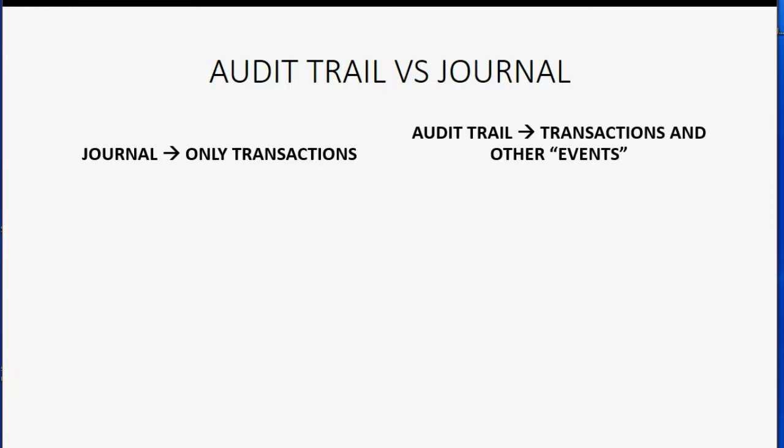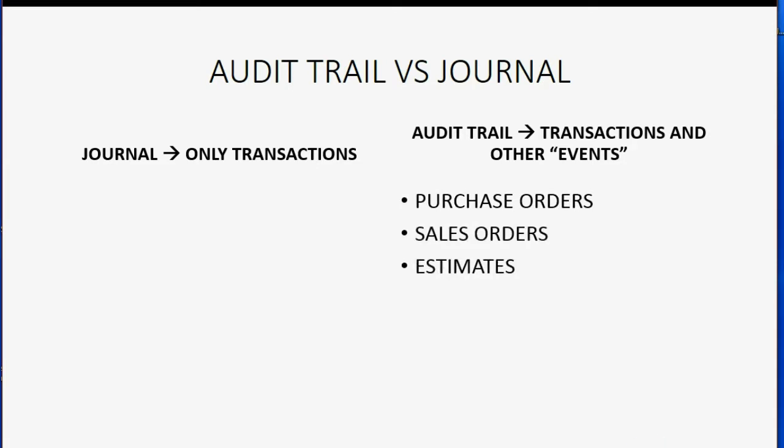The other events that get recorded as part of your normal bookkeeping that the journal will not show are purchase orders, sales orders, and estimates. These are three things that we always document as part of our bookkeeping procedures in business, but they are not transactions and they will not show in the journal. However, entering any of these three or even changing them will show in the audit trail.